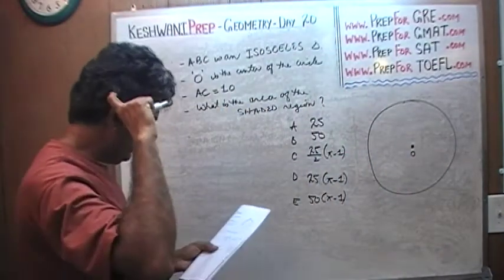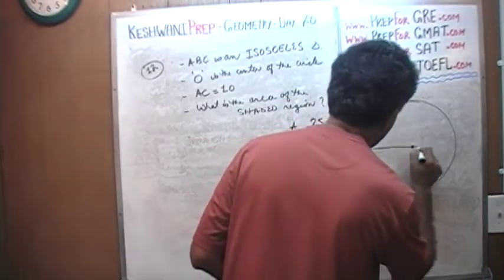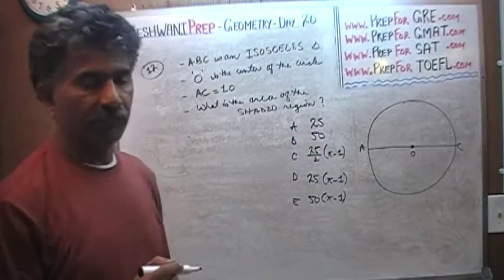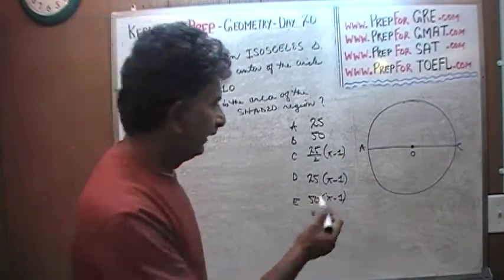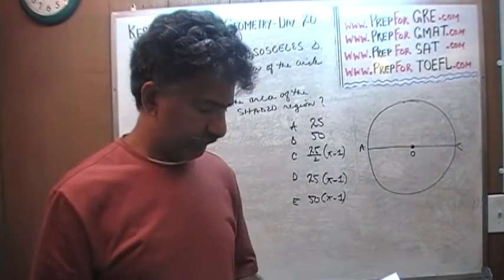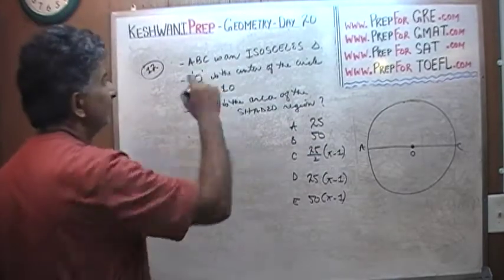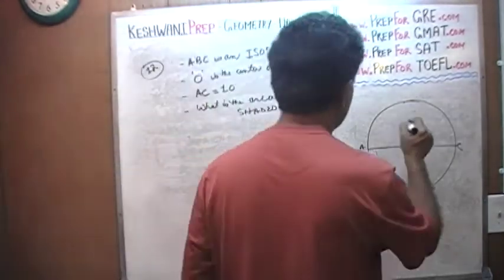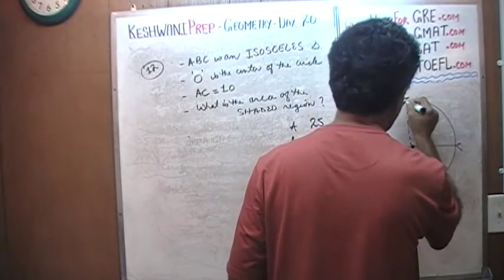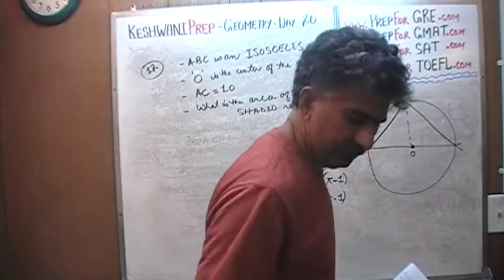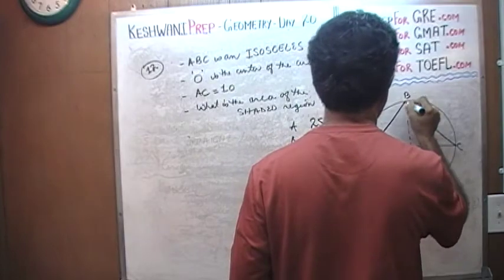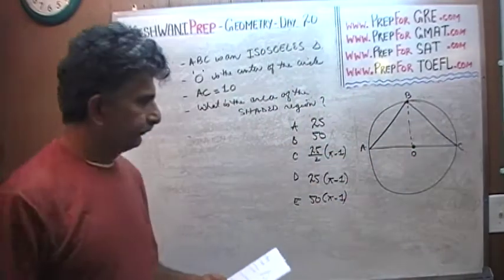We are told that A to C is 10. And of course, as you can see, the line A to C goes through O, through the center, which means it's the diameter. ABC is an isosceles triangle. So let's draw an isosceles triangle. ABC is an isosceles triangle. As you can see there, we are told that.